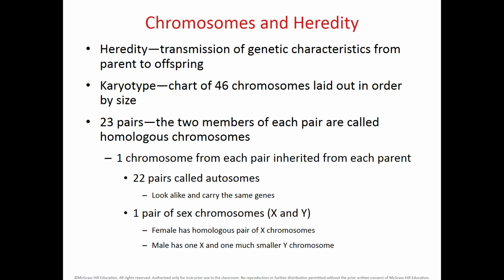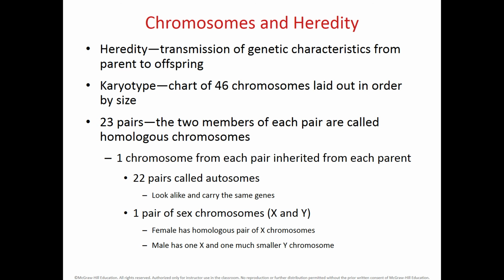Now the genes within the chromosomes are transmitted genetically from parent to offspring. This is known as heredity. In order for us to study the structure of the chromosomes, we have a technique called a karyotype, in which you put the 46 chromosomes into order by size. So the pair of chromosome number 1 will be the largest, and then the 22nd chromosome will be the shortest.